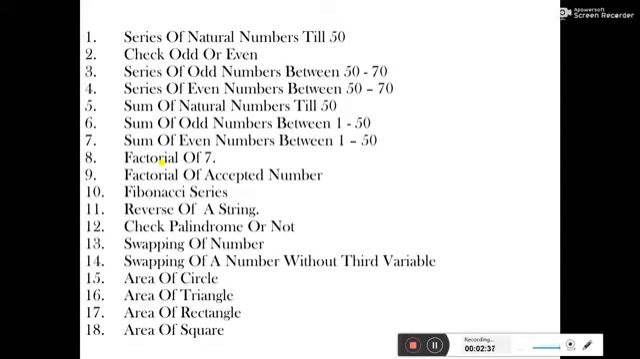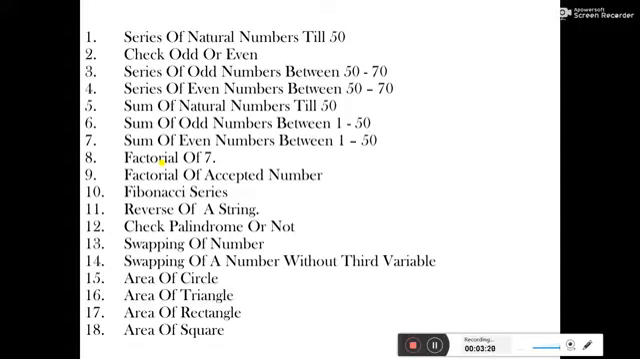Now the 12th one is you need to check whether the number or string is a palindrome or not. Palindrome means it is the same from the starting and from the ending. Like dad, if you read it from the starting, it is pronounced the same when you read it from the back. Question number 13 is swapping of numbers. In this question you need to write the program to swap the numbers. Swapping means exchange. That means you need to exchange the value of a and the value of b.